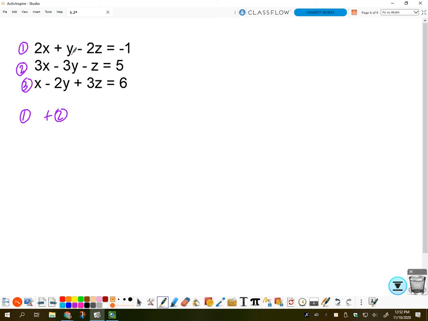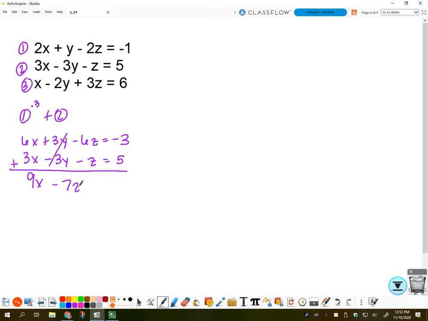This is negative 3, so I need this to be positive 3, so I'm going to times that 3. So it'll be 6x plus 3y minus 6z is equal to negative 3. And I don't need equation 3 to change, so I'm going to write down exactly what it says. So we get 9x, y's cancel, minus 7z is equal to 2. Call him A and hang on to him for a minute.